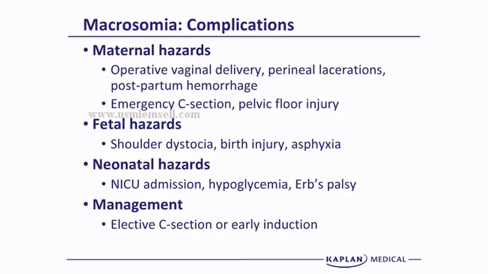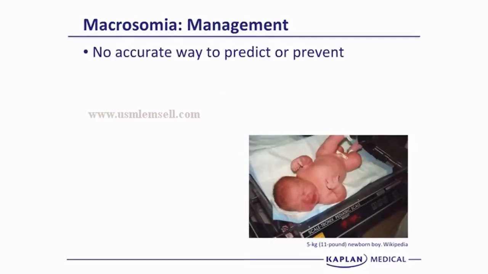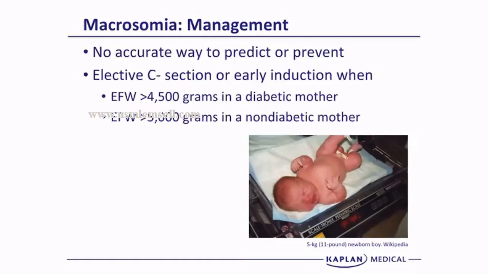There's also the concern about should you induce labor early? If you have an unfavorable cervix, would that then lead to increased likelihood of failed induction and emergency cesarean? This is a tough subject to deal with. And as we see an epidemic of obesity in the United States and around the world, I suspect that we will see more and more macrosomic babies. Here's an 11-pound baby that was actually delivered vaginally. As I said before, there's no accurate way to predict or prevent macrosomia. Elective cesarean or early induction would be reasonable. Estimated fetal weight over 4,500 grams in a diabetic mom, and estimated fetal weight over 5,000 grams in a non-diabetic mom.